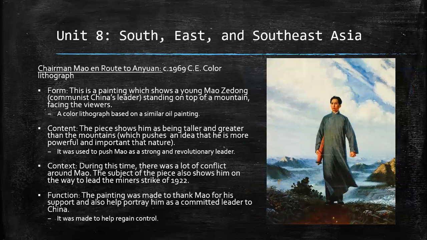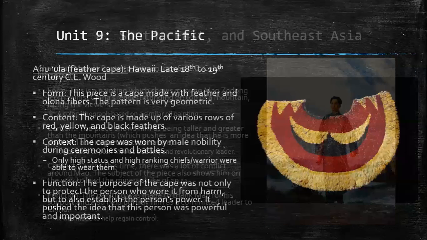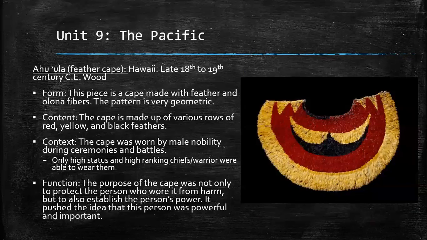Now for Unit 8, we have the second best piece of propaganda in the CED. This painting shows a young Chairman Mao, former leader of Communist China, standing atop a mountain, looking towards the viewers. The painting portrays Mao as being larger than the mountains in the background, hinting at him being larger and more powerful than nature itself. This piece was made specifically to push the idea that Mao is this grand leader that China needs for success.